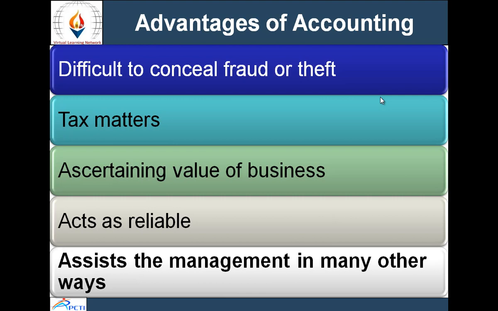Next one is ascertaining value of business. In the event of sale of a business firm, the accounting records will help in ascertaining the correct value of the business. Next one is act as reliable evidence. Systematic record of business transactions is generally treated by courts as good evidence in case of disputes.